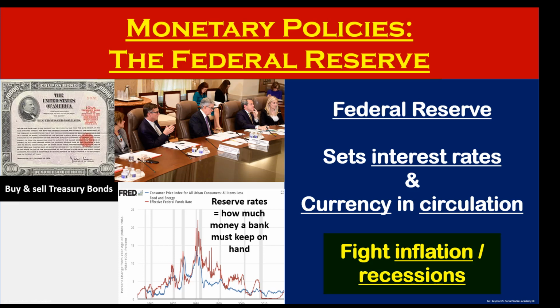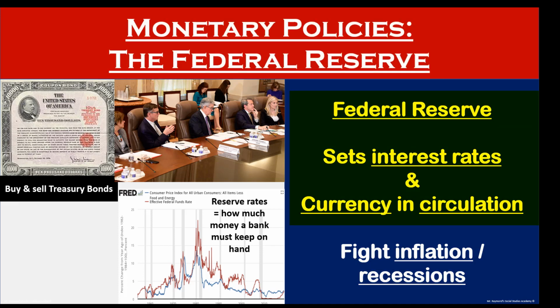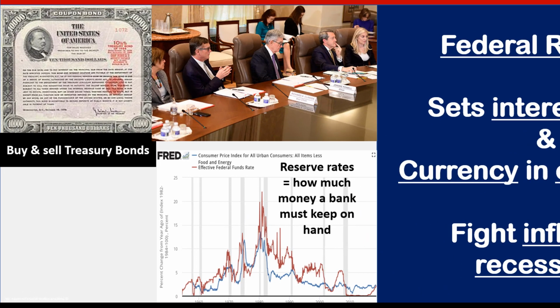The Federal Reserve has a wide variety of tools to fight inflation and recessions. And they do this by setting interest rates, controlling the amount of currency in circulation, which is usually accomplished by their buying or selling treasury bonds, as well as setting reserve rates for how much banks must keep on hand, impacting the percentage of money a bank can lend.